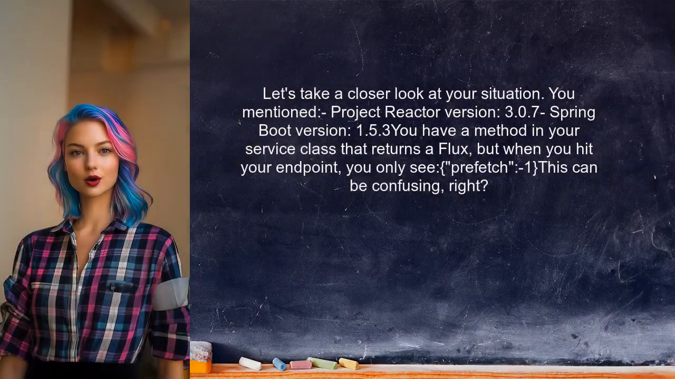Let's take a closer look at your situation. You mentioned that you're using Project Reactor version 3.0.7 and Spring Boot version 1.5.3. You have a method in your service class that returns a Flux, but when you hit your endpoint, you only see a response with prefetch set to -1. This can be confusing, right?